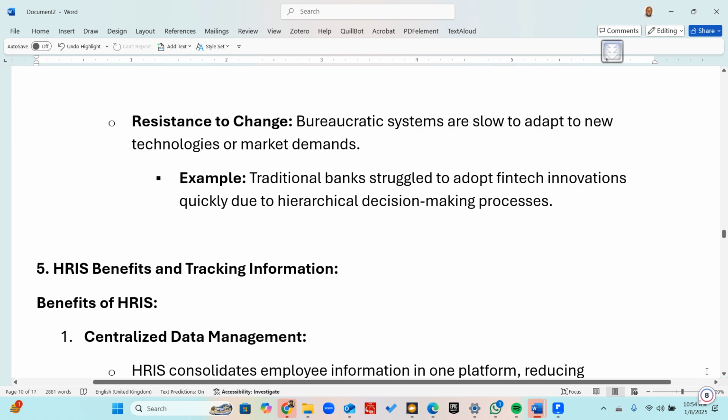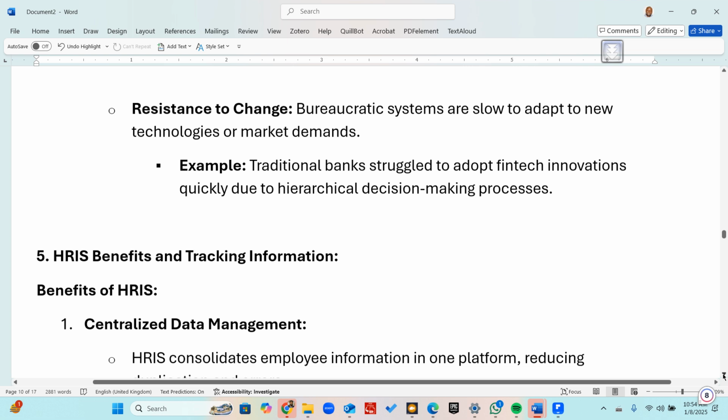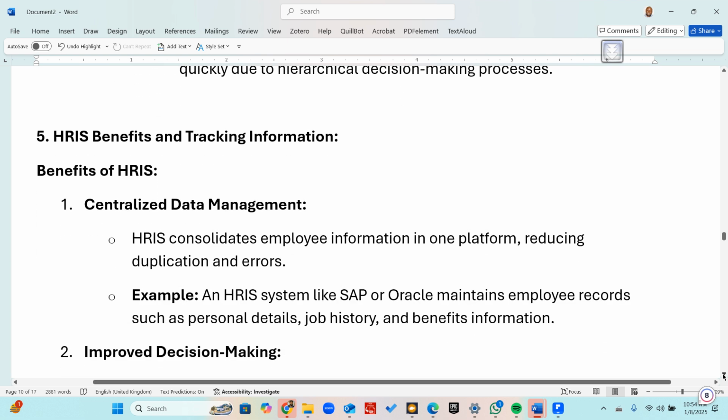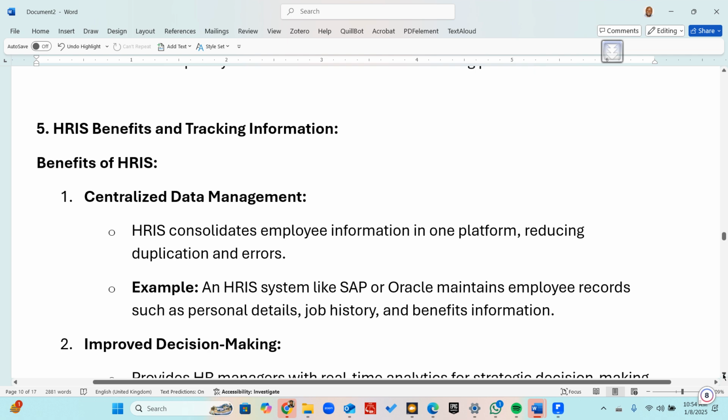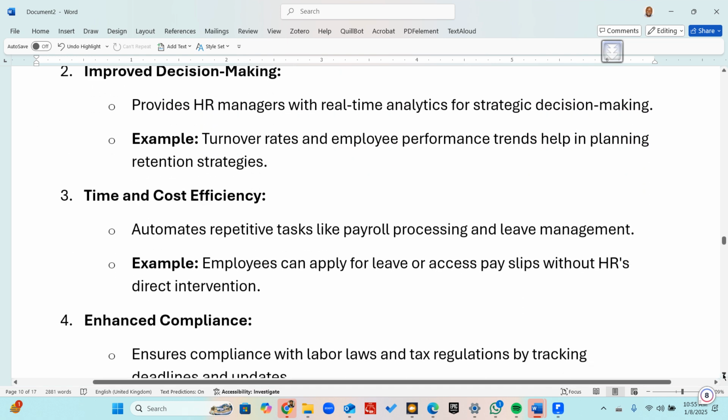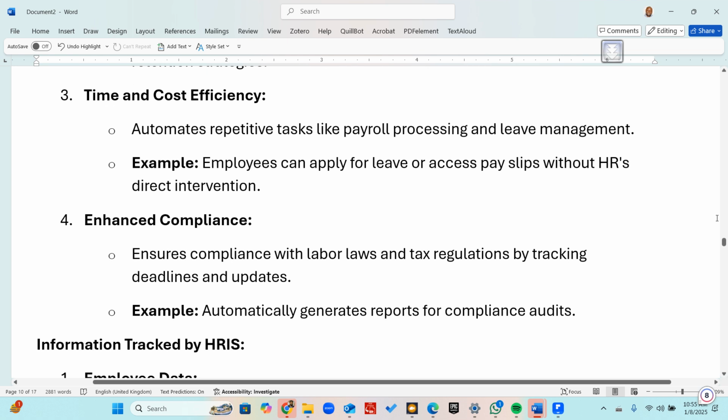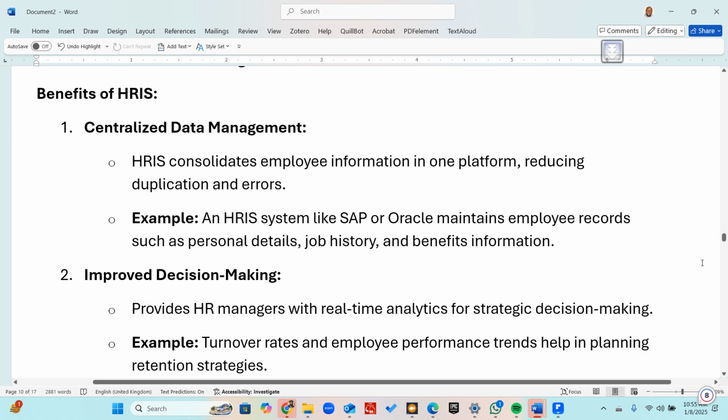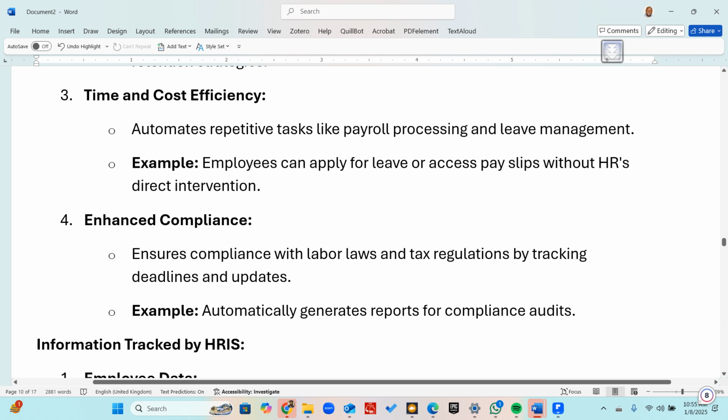So you say centralized data management. Yes, centralized data management. But what I mean by decentralization is that it helps the team. Okay, let's put it this way. It helps the company work from various locations, thereby meeting the requirements of the staff in time. So again, this can also be time saving and cost saving. So let's just leave it to these three: centralized data management, improved decision making, time and cost efficiency, and enhanced compliance.